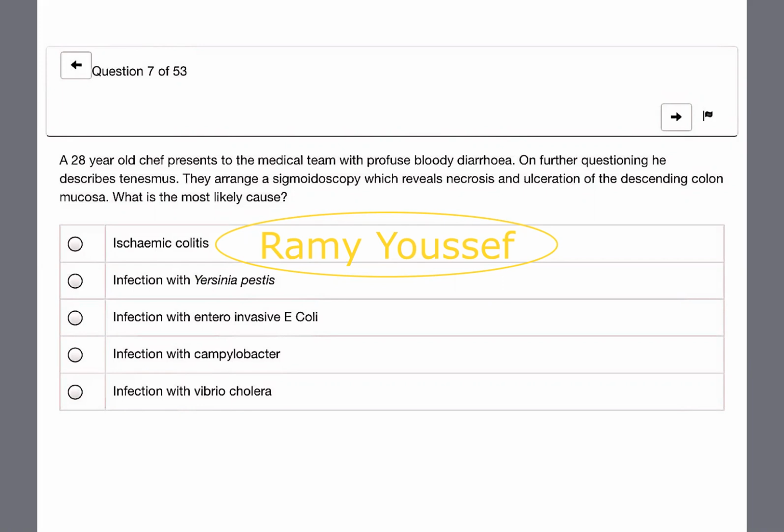A 28-year-old chef presents to the medical team with profuse bloody diarrhea. On further questioning, he describes tenesmus. They arrange a sigmoidoscopy, which reveals necrosis and ulceration of the descending colon mucosa. What's the most likely cause? Infection with enteroinvasive E. coli.